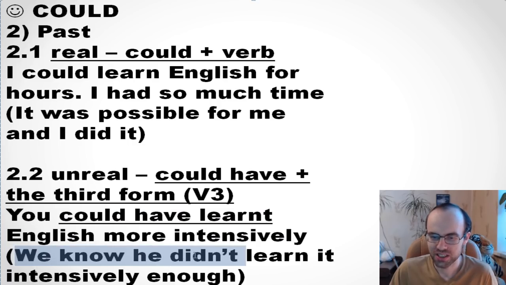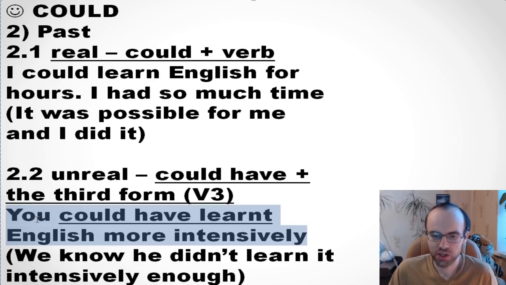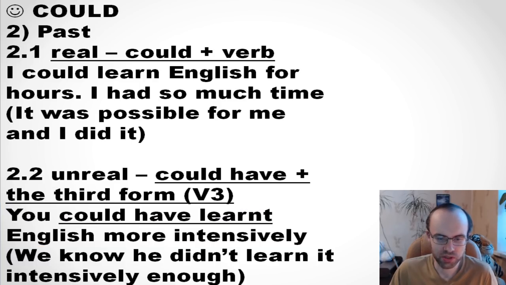Yeah, we know he didn't learn it intensely enough. So it's like a recommendation. It's like some kind of advice. You could have learned English more intensively. And if you use this structure, or if I use this structure, it means that it didn't happen. It didn't happen in reality. And so, okay, it's my recommendation. But it didn't happen. Okay, I think that you need more examples.